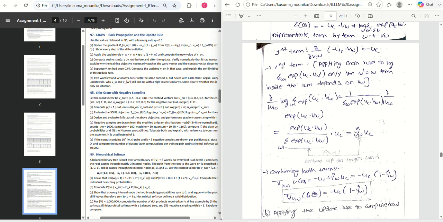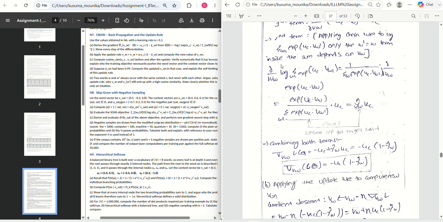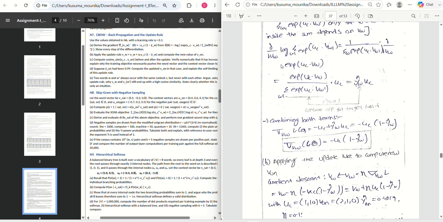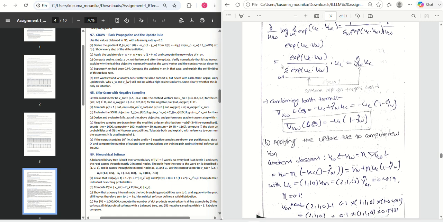W prime equals W, the term inside the sum depends on VW, and it works out exactly to y hat W times UC, because the fraction is the softmax output, the probability of the target word VW. Combining both terms, the gradient equals UC times y hat W minus 1, which factors as negative UC into 1 minus y hat W. That is the required result.